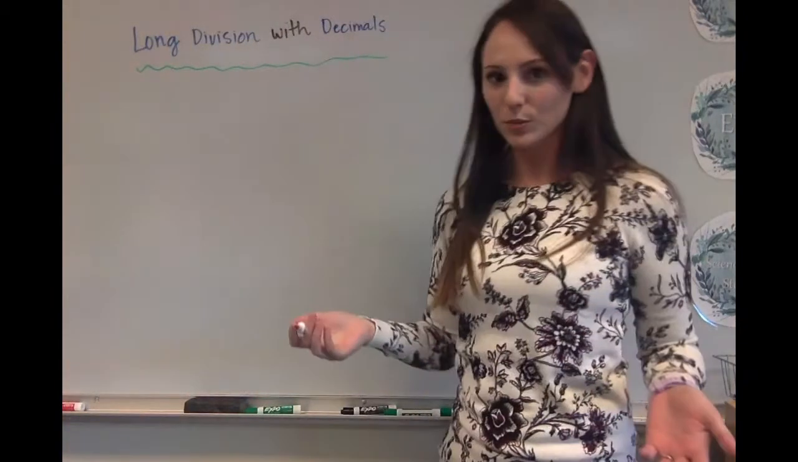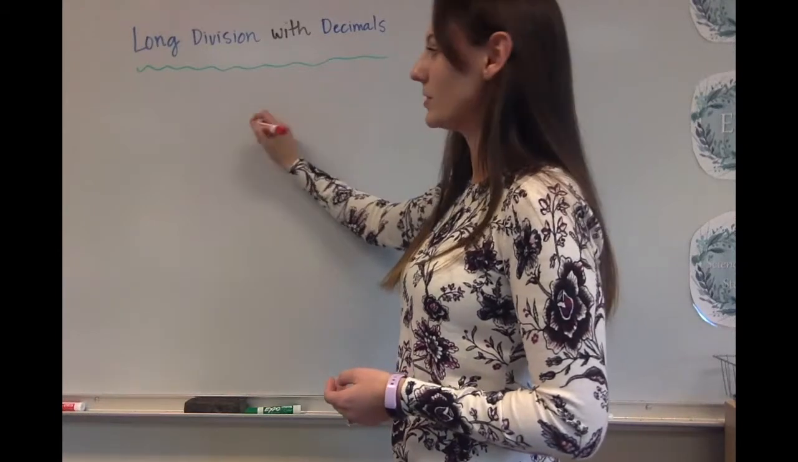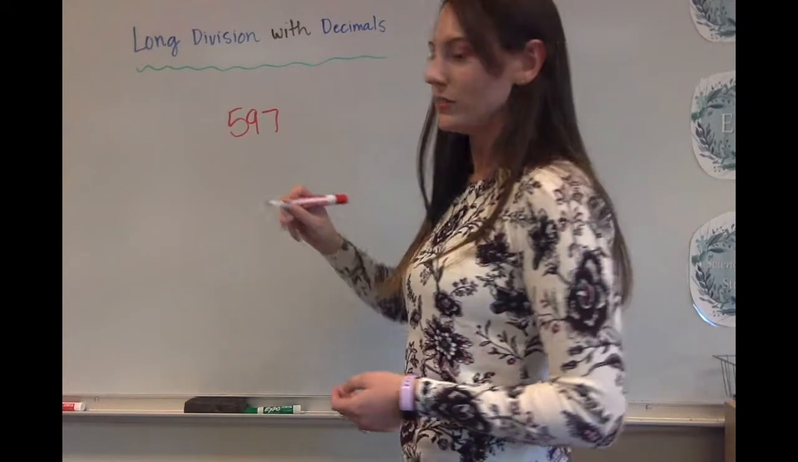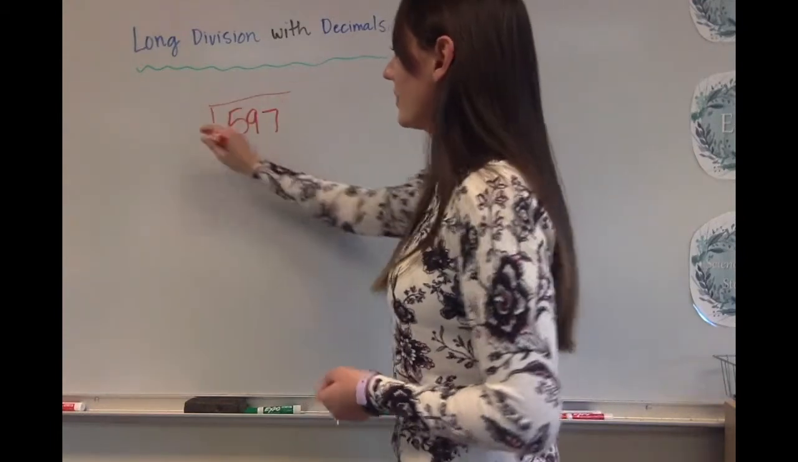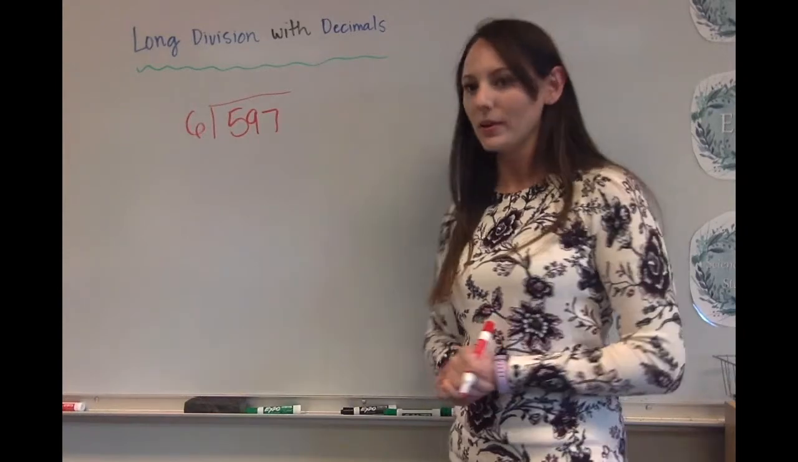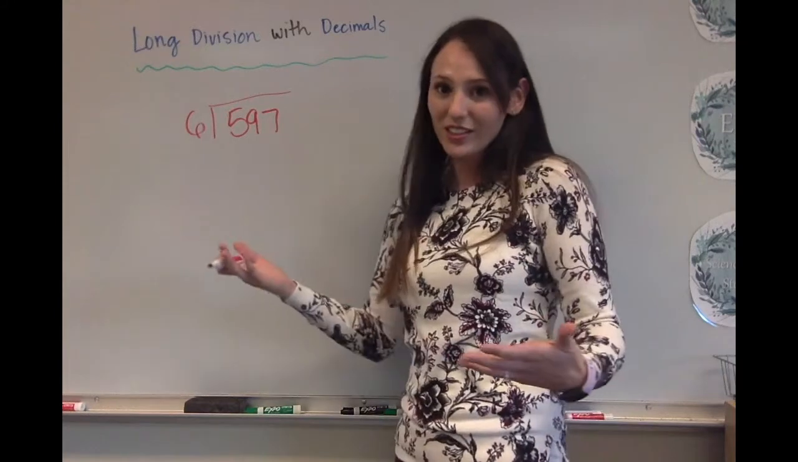Our next problem is going to be another hundreds number. It's going to be 597 as our dividend, and we're going to divide that by 6. So 597 divided by 6, make sure you have this set up at home. Okay, let's start the division process.